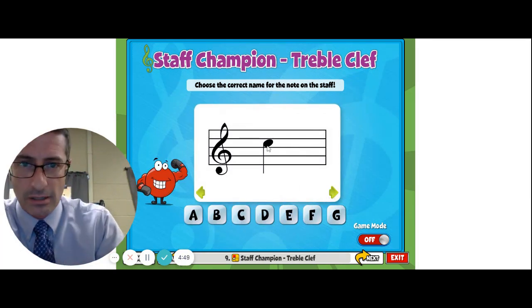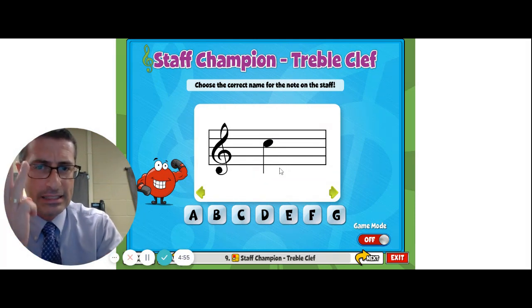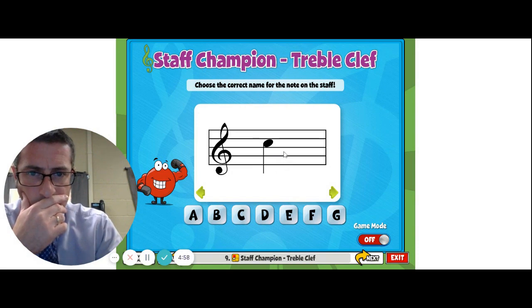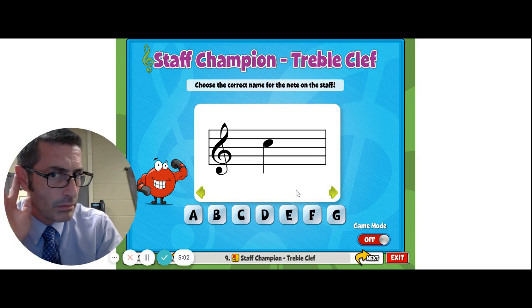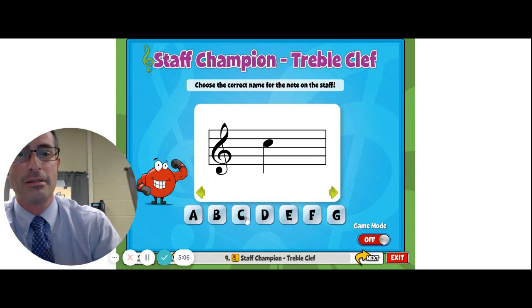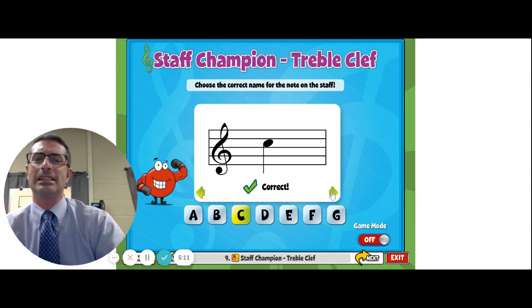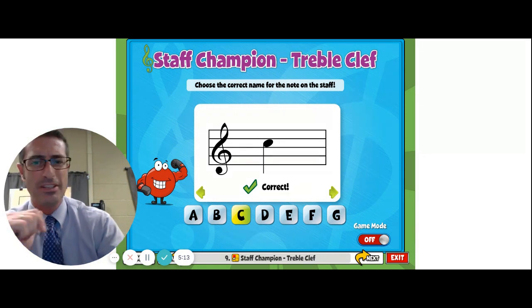Ready? Let's take a look at this one here. Now, line or space. Okay, it's in a space. So F-A-C-E. Which one of those spaces? I heard something out there say it. Letter C. There it is. Letter C. Wonderful job. You're getting it. Fantastic. See, it's easy peasy. You guys got this thing.